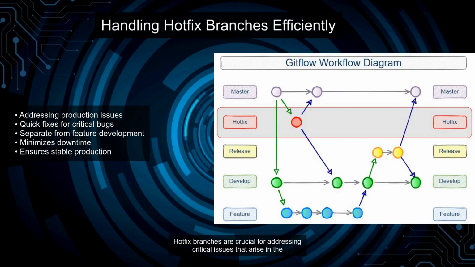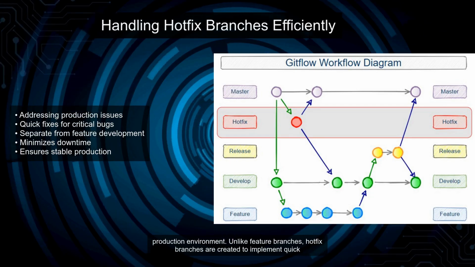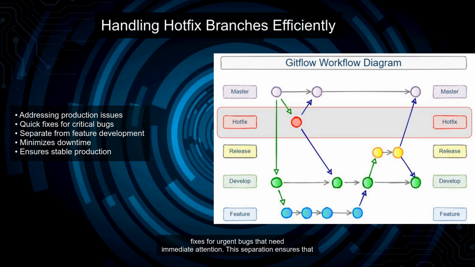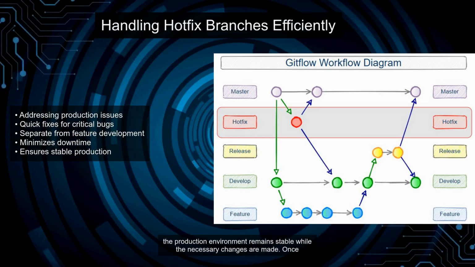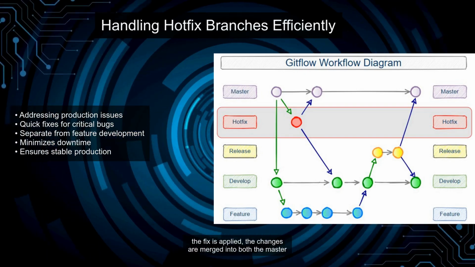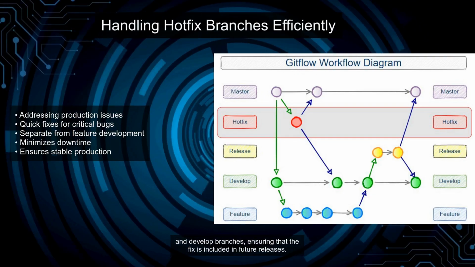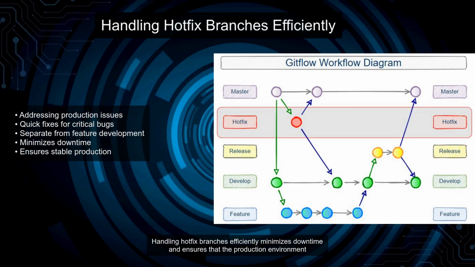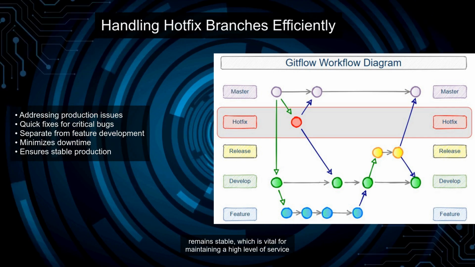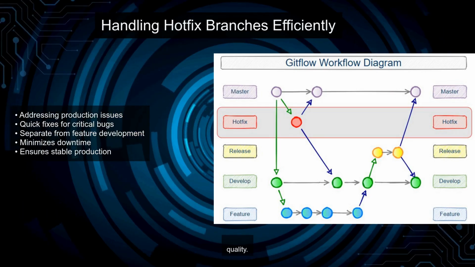Hotfix branches are crucial for addressing critical issues that arise in the production environment. Unlike feature branches, hotfix branches are created to implement quick fixes for urgent bugs that need immediate attention. This separation ensures that the production environment remains stable while the necessary changes are made. Once the fix is applied, the changes are merged into both the master and develop branches, ensuring that the fix is included in future releases. Handling hotfix branches efficiently minimizes downtime and ensures that the production environment remains stable, which is vital for maintaining a high level of service quality.